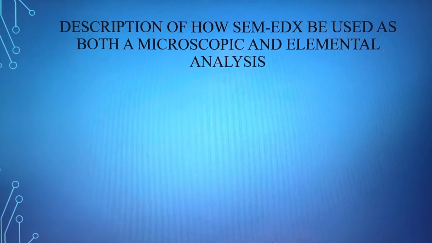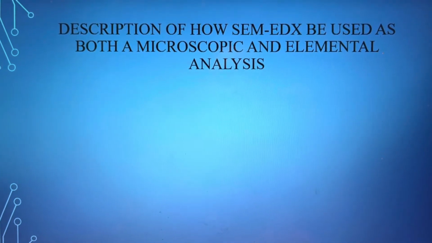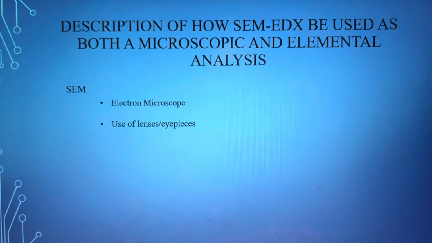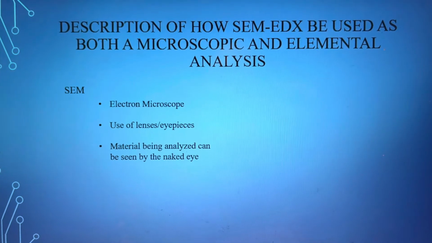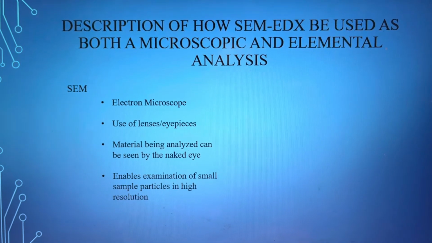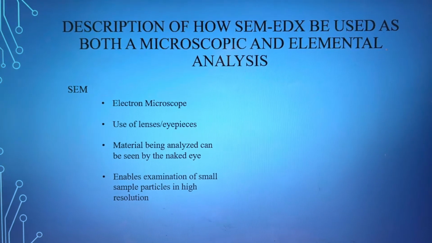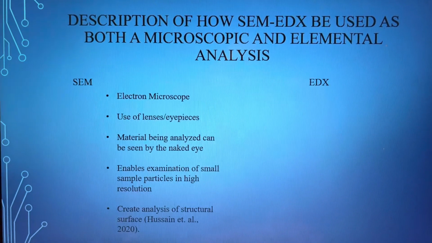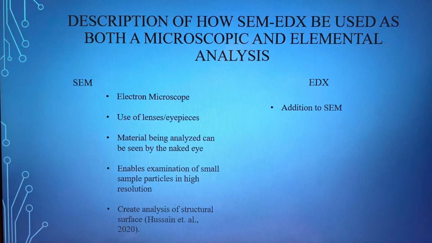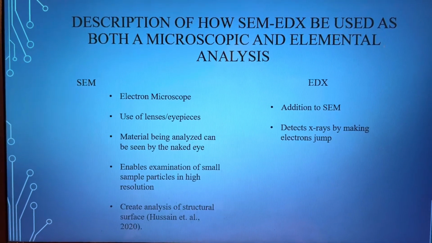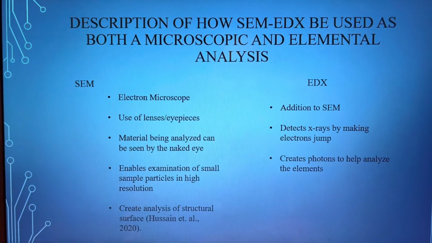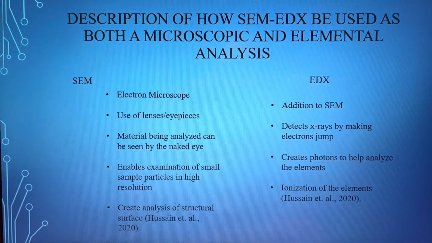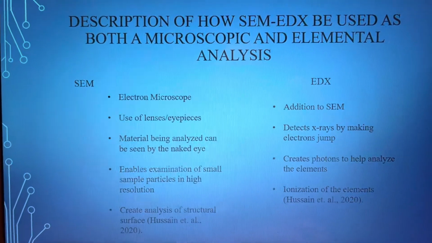So the description of how SEM EDX can be used for both microscopic and elemental analysis. SEM is an electron microscope. It uses lens and eyepieces. Material being analyzed can be seen by the naked eye. It enables examination of small sample particles in high resolution and creates analysis of structural surface. So the EDX side is the addition to SEM. This detects X-rays by making electrons jump. It creates photons to help analyze the elements, and detects the ionization of those elements.